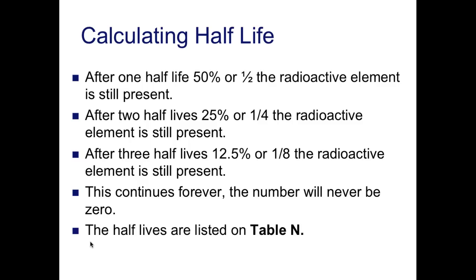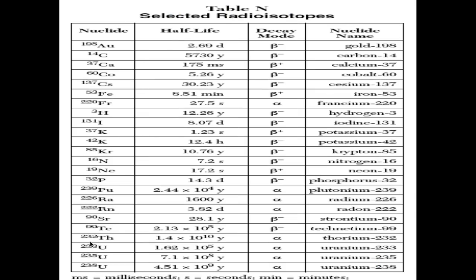The half-lives are listed on Table N for the different radioactive isotopes that we know about. Here we have your nuclides. Here we have your half-lives. Based on these nuclides, we know the amount of time it takes for half of the sample to decay. We know how they decay: alpha, beta, or positron. And then this is the name of those isotopes. This is in your reference packet on Table N.